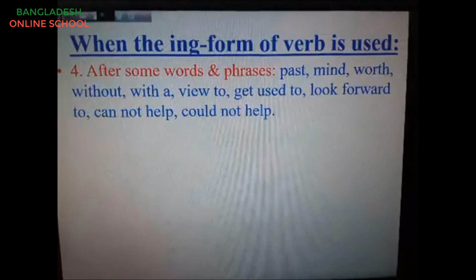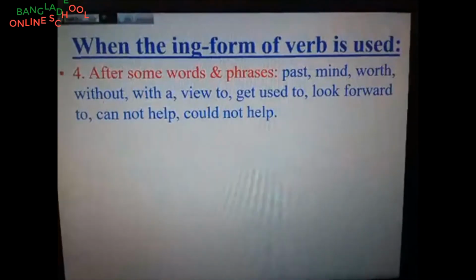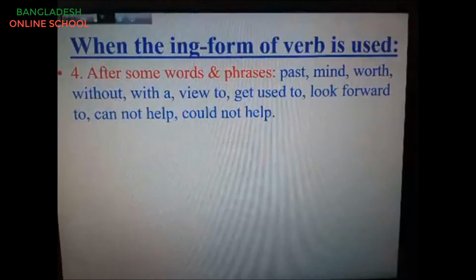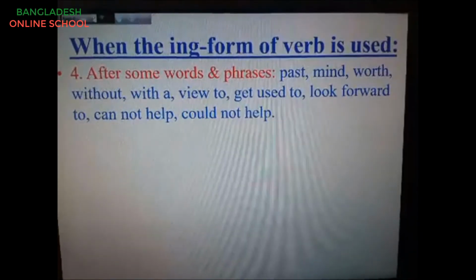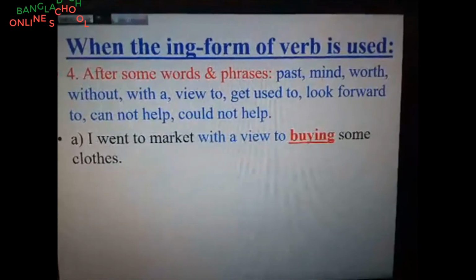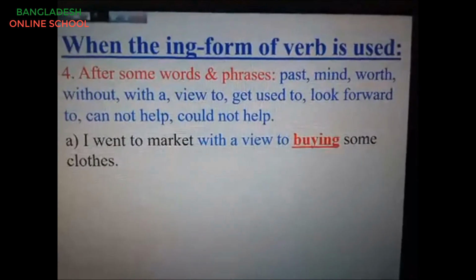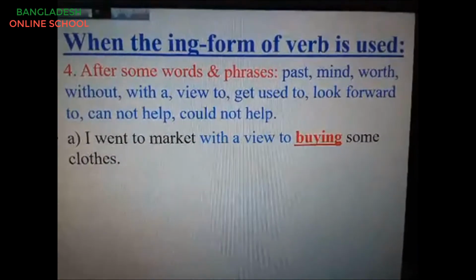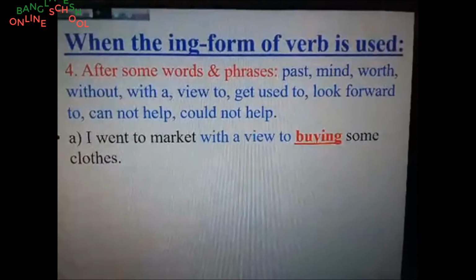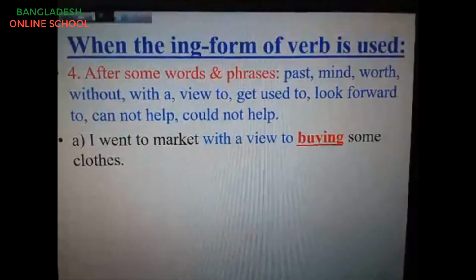Students, you should memorize these words. Then it will be very easy for you to use these words when you need them. Okay, let's see some examples. I went to the market with a view to buying some clothes. Here, with a view to is a prepositional phrase. After this phrase, buying, the -ing form of the verb, is used.